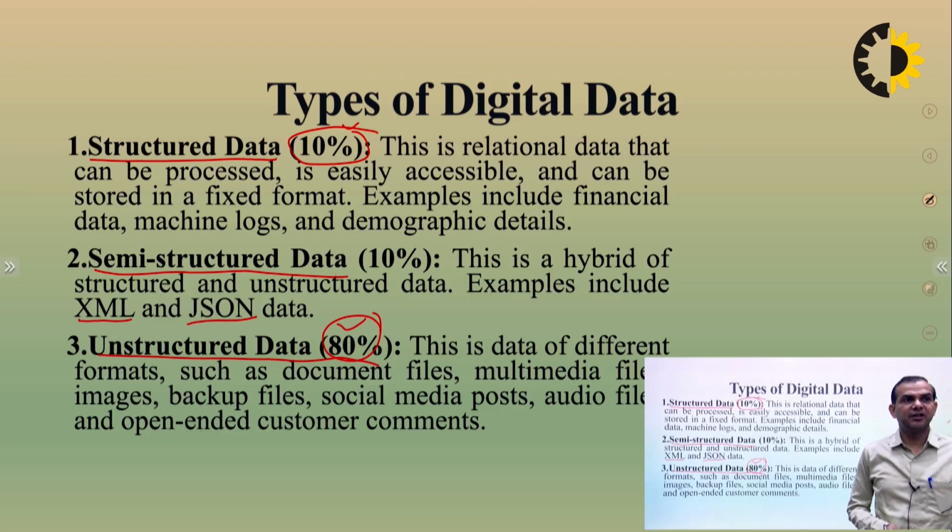The second one is the semi-structured data, meaning a combination of structured data and unstructured data, in a hybrid form. Examples of semi-structured data are XML and JSON. And the third one is the unstructured data, where we have different types of file formats.